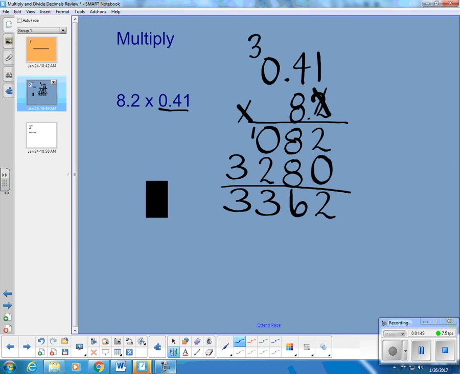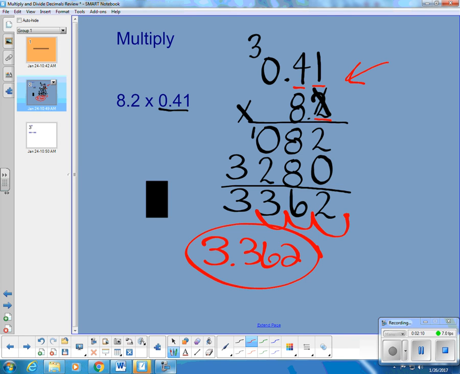Now we need to place our decimal. So we're going to count however many digits are after the decimal place in the question up here. So there's 1, 2, 3 digits after the decimal. So we start at the very end and we're going to move it over 1, 2, 3 places to give us an answer of 3.362. So that was a quick review of multiplying.